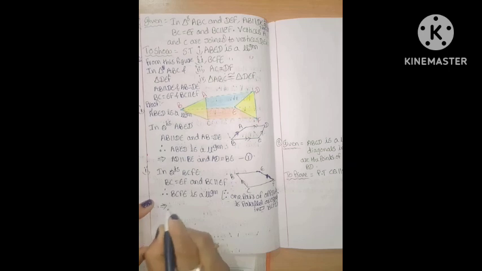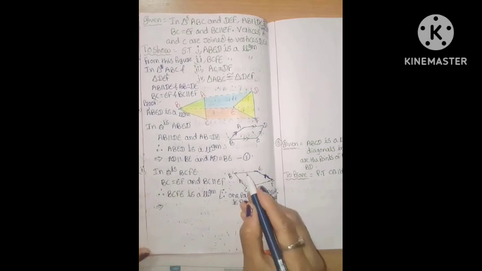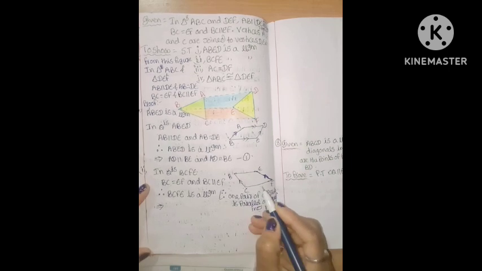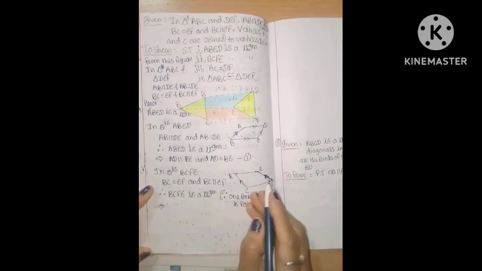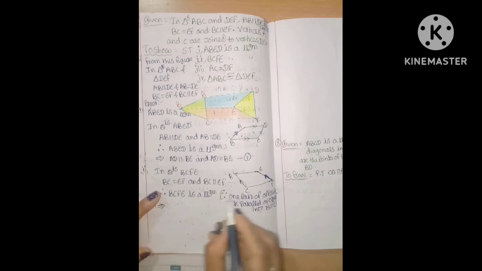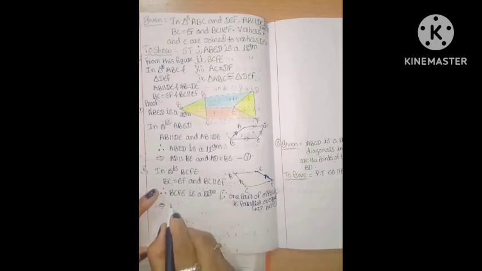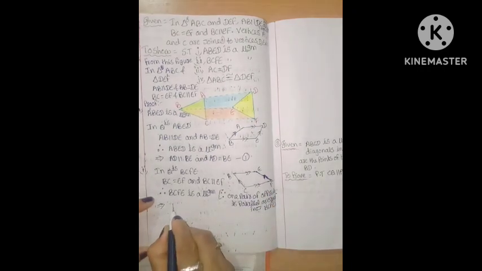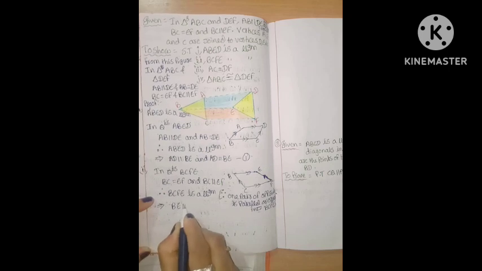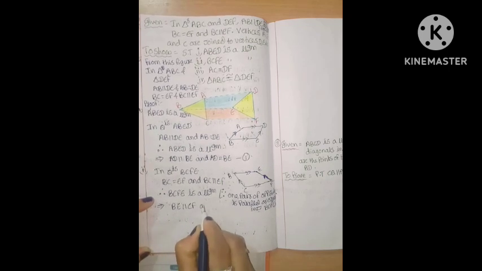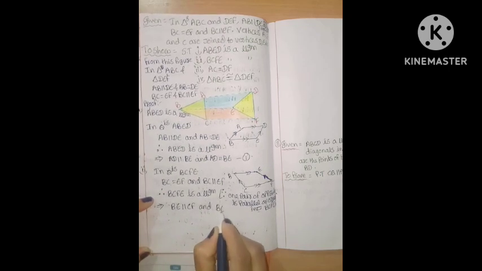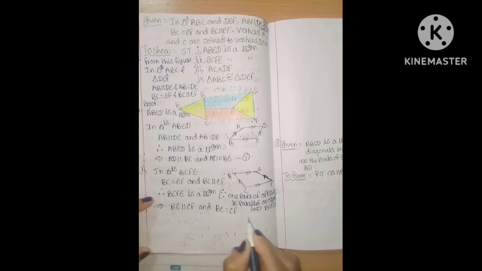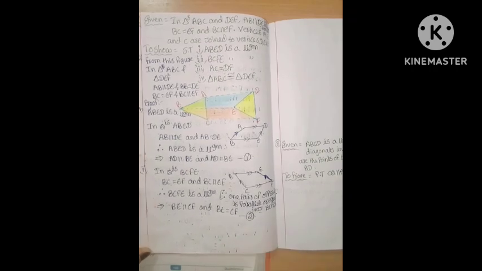So if BCFE is a parallelogram, then the other opposite sides are also parallel and equal. Why? Because in a parallelogram both pairs of opposite sides are parallel and equal. We know that only. So the other side, this side, implies BE is parallel to CF and BE is equal to CF. This is equation number 2.